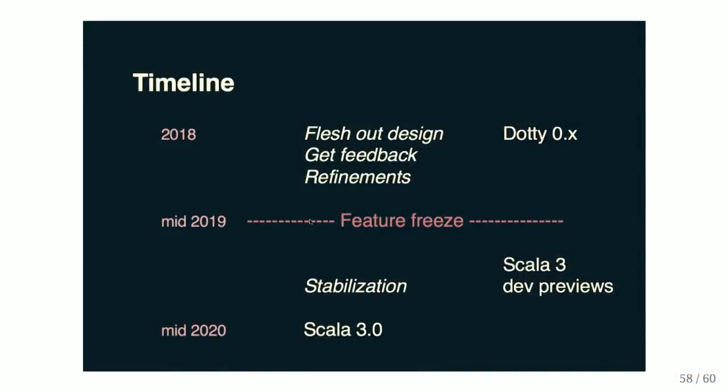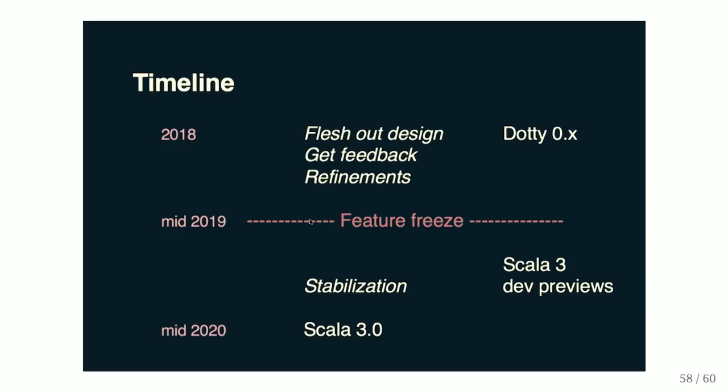So timeline, it's very ambitious. We're currently in the phase where we flesh out the design, get feedback, do refinements, and we have releases to support that. They come under the name Dotty 0.x, so right now we're at Dotty 0.11. Every 6 weeks we have a new one. In about mid-2019, we want to go into feature freeze. That means no new features. Everything so far is fleshed out and implemented.